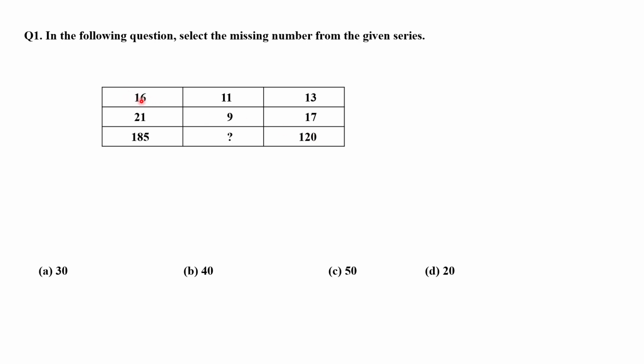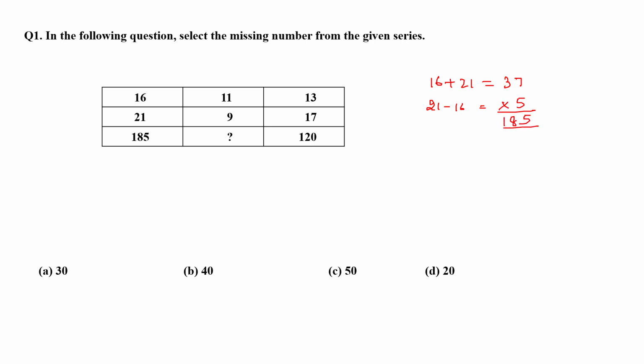So we can see for the rows: 16, 21 and then it is given as 185, and here is 13, 17 and then it is given as 120. If I multiply 16 and 21, I will not get 185, isn't it? So multiplication I can rule out. Now next, if I add 16 plus 21, I am going to get 37. And if I subtract 16 from 21, I am going to get 5. And if I multiply these, I am going to get 185.